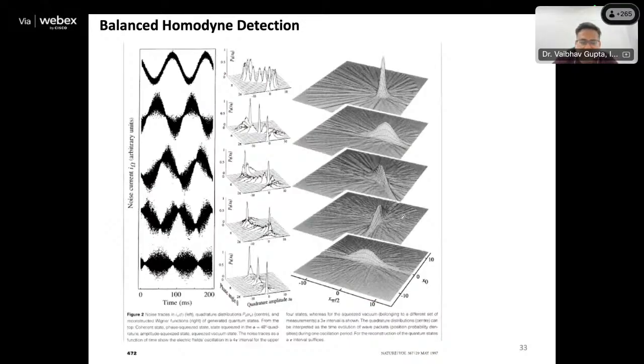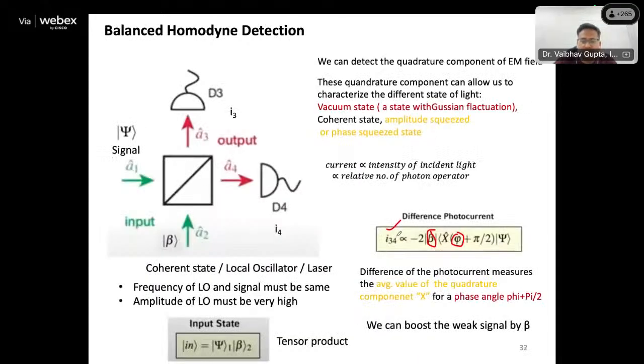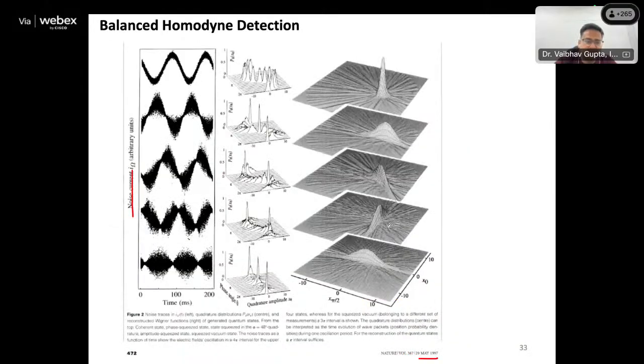So that is a very famous paper regarding this phase distribution calculation. This was published in 1997. And if you look at this paper, what they have done is, so just let's try to discuss this. On the first panel figure, in the y-axis, we have noise current, right? So I told you we have to measure this I3 minus I4. This is what they are trying to measure in the y-axis.